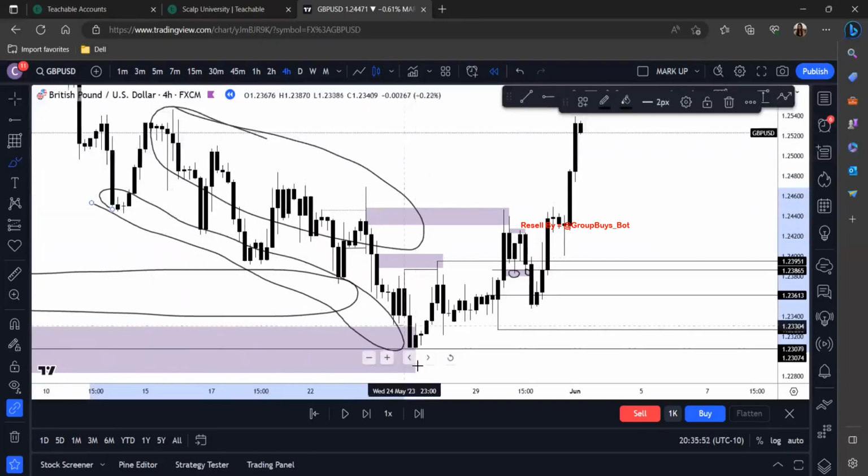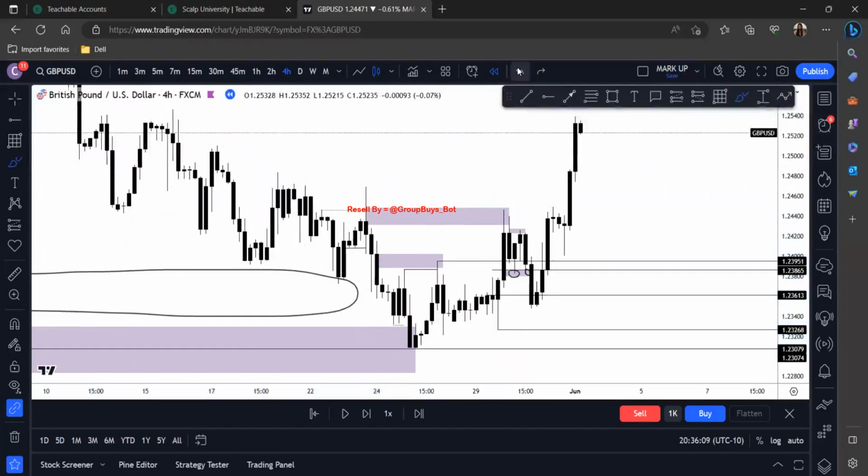And what happens after we take out internal liquidity? We target external liquidity. The internal liquidity is going to be sell stops. What is external? Buy stops if we're in a bullish market, and vice versa if we were in a bearish market, okay? But you see this? You see how price is literally back and forth between liquidity. And that's all you need to know.